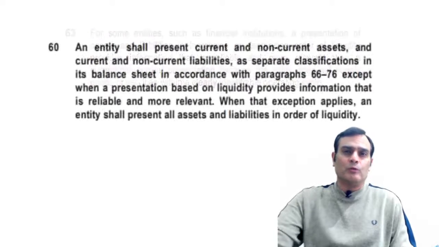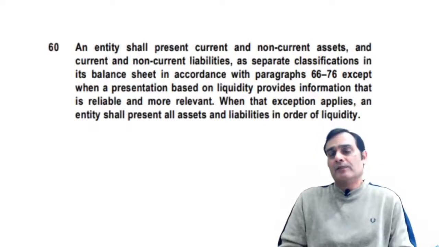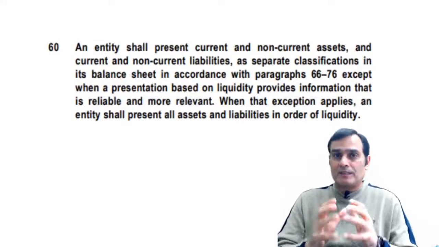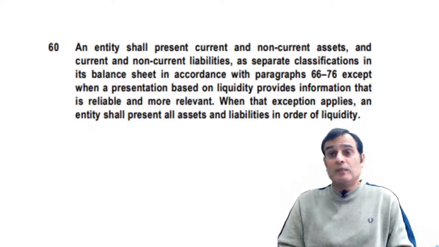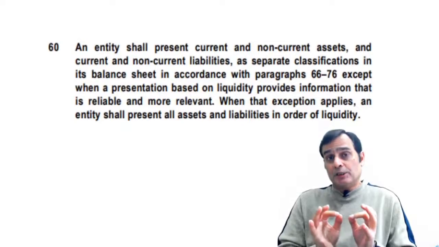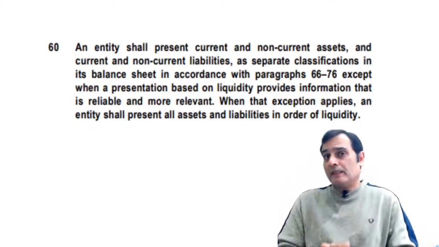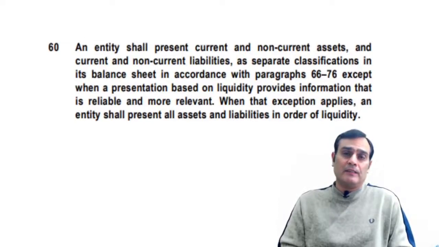So what we need to do is read all these three paras and then decide what is the crux in terms of all these three paras. Well, if I read what is given in para number 60, it says an entity shall present. The word is very clear. It says it shall present. The word shall is indicative that it is mandatory in nature.